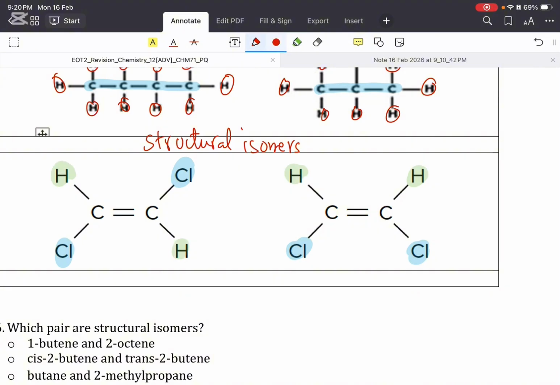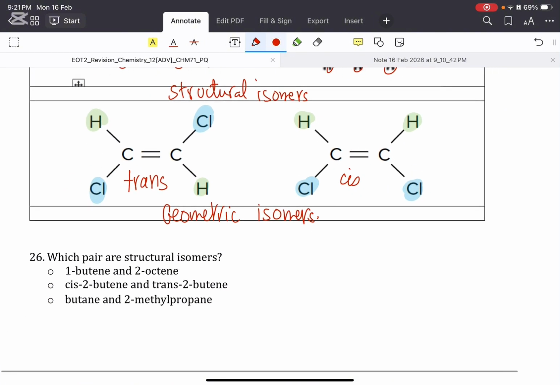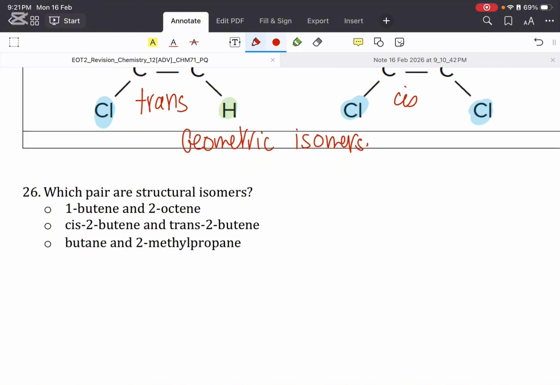So the arrangement of these groups around the double bond are not the same. That's a trans and that's a cis. So these two are geometric isomers. For more details about isomers, check my video tutorial in which I am explaining structural and geometric isomers in detail.